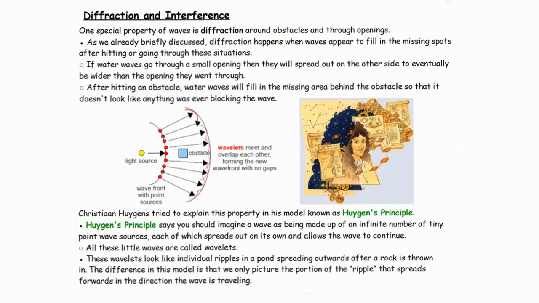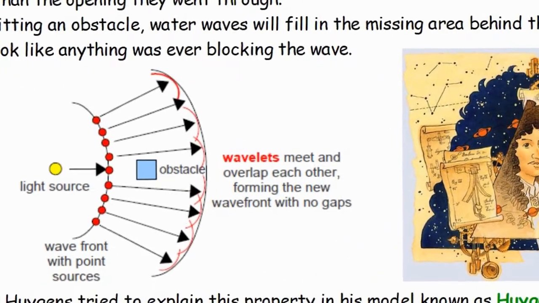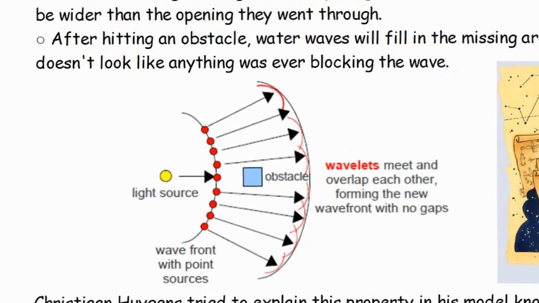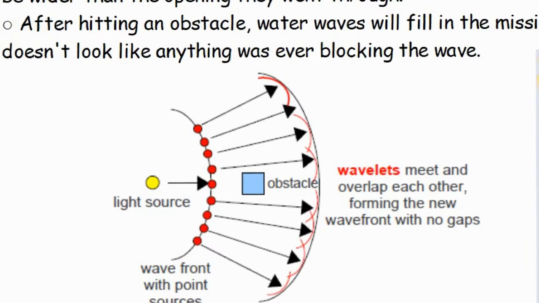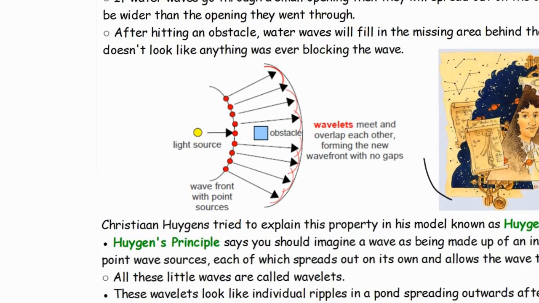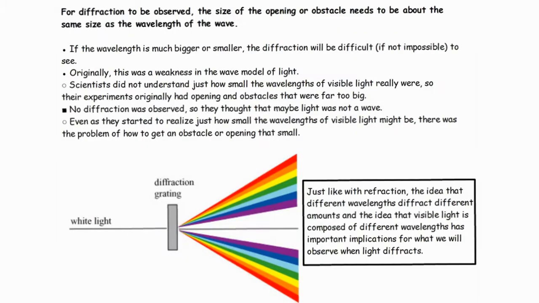When it comes to diffraction itself, Huygens explained it as wavelets. So he looked at diffraction as saying, at each point there are these individual sources of waves. So when they go past the obstacle, these wavelets meet and overlap each other, forming the new wavefront with no gaps. So he used the principle of wavelets in order to explain it, kind of like bubbles in a pond.